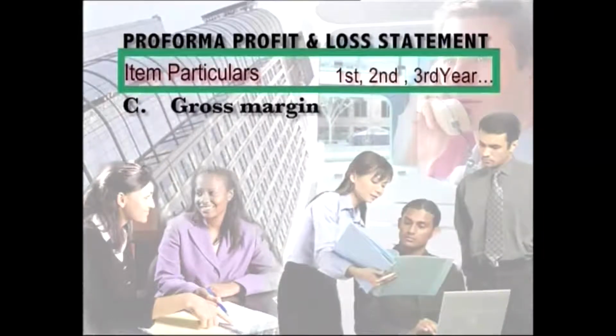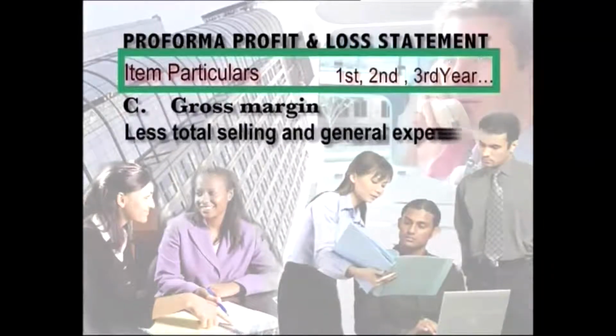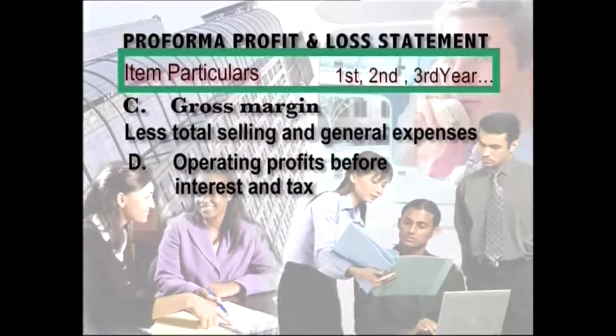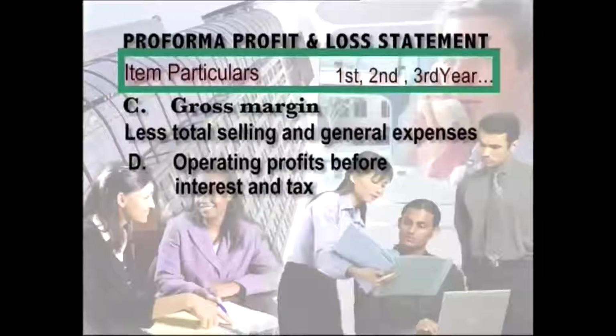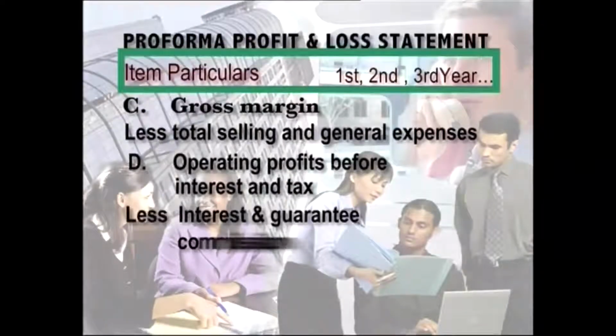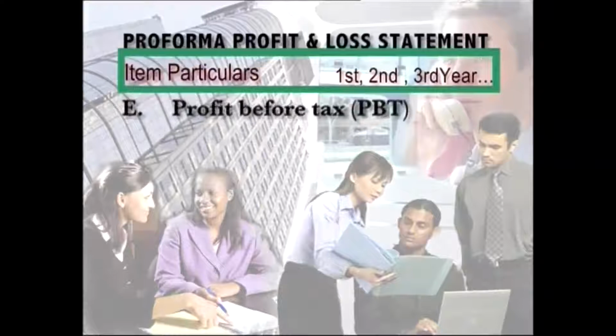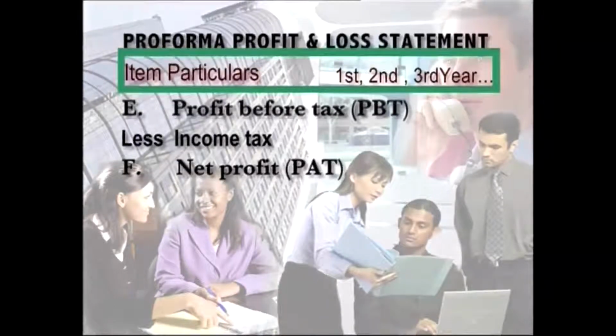Now, from the gross margin, you deduct the total selling and general expenses. What you get then as a result of that deduction is the operating profit before interest and tax, something which we call earnings before interest and tax, EBIT. From the operating profits before interest and tax, you will deduct the interest charges, and you will get what is called profit before tax, PBT. From the profit before tax, you will deduct the income tax, and you will get what is called the net profit or the profit after tax, PAT.